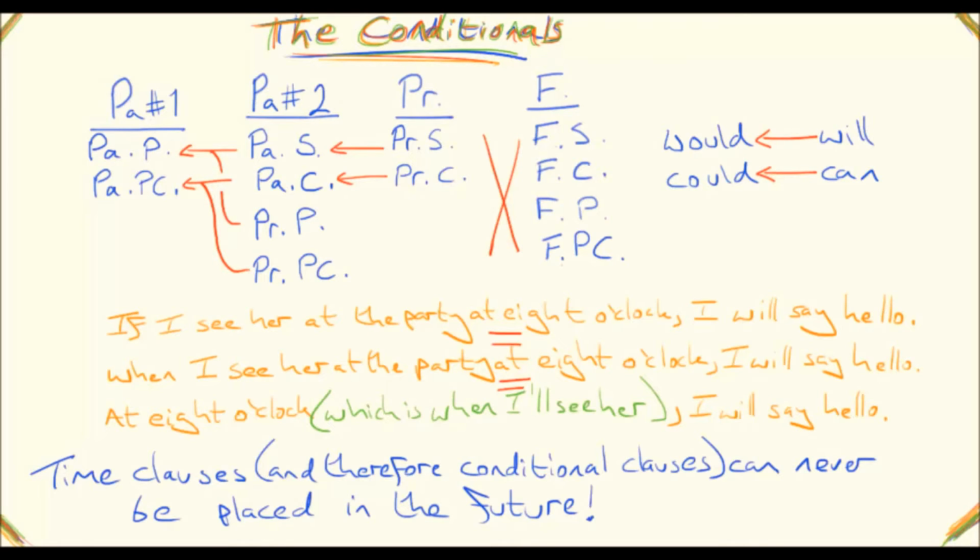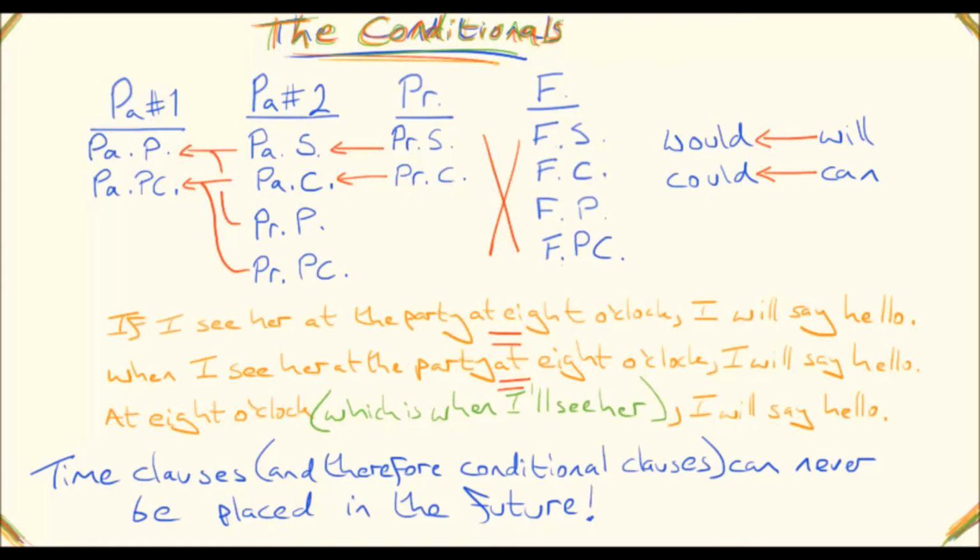It's the main clause that gets the future treatment, and the time clause, and therefore the conditional clause, remains as a present if we're talking about the future. They can go into the past, just not into the future. And so follow this logic through. If a time clause, and therefore a conditional clause, can never be placed into the future, they can never backshift. They can never be in the future to backshift to the present.